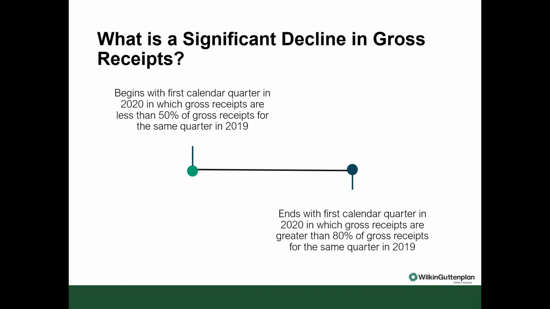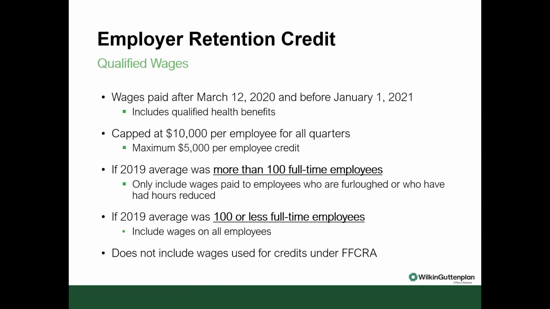The other qualification is that if you've experienced a significant decline in gross receipts. So you're going to compare a calendar quarter in 2020 to that same calendar quarter in the preceding year. And if your gross receipts are less than 50% of the prior year same quarter, at that point in time, that's a triggering event where you become eligible for this credit. And you continue to be eligible for the benefit until such time as you have restored 80% of your gross receipts, again, relative to that same quarter in the preceding year.